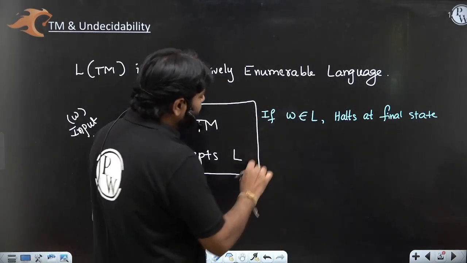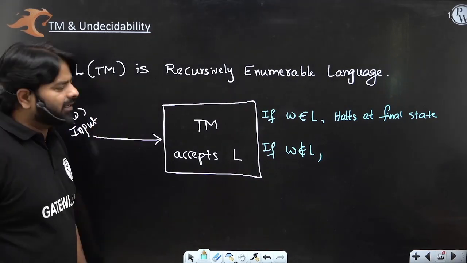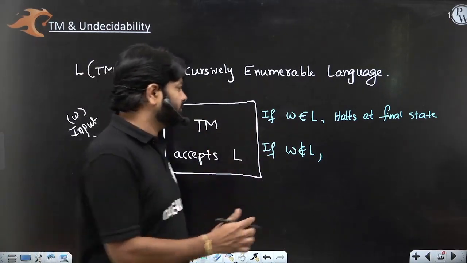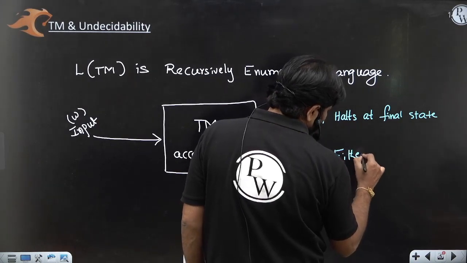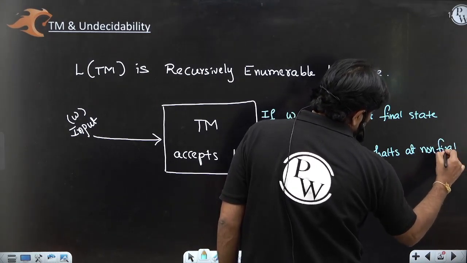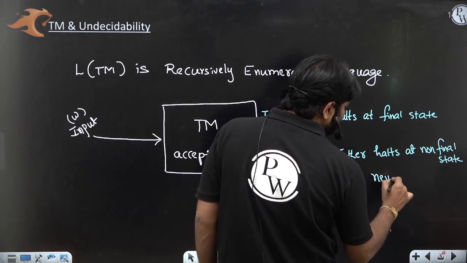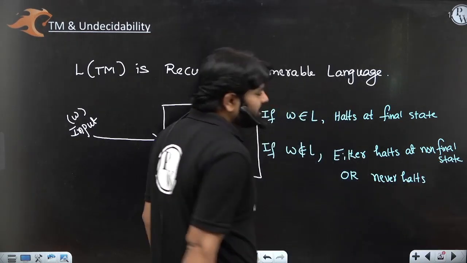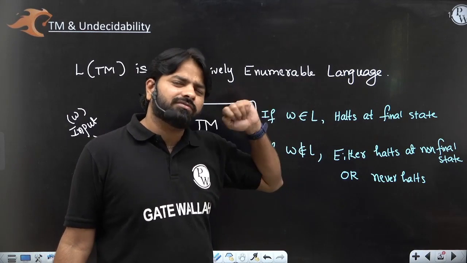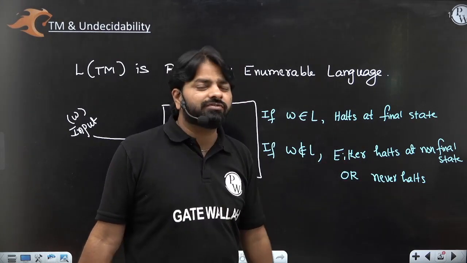In case the string does not belong to L, it's an invalid string. If the given input is invalid, then how the Turing machine behaves is unknown. It might halt at a non-final state, or it might never halt. These are the two behaviors. One of them might happen. So if the string is valid, it always halts at final. If the string is invalid, either it halts at non-final or it may never halt. These are the two situations that can happen for an invalid string.